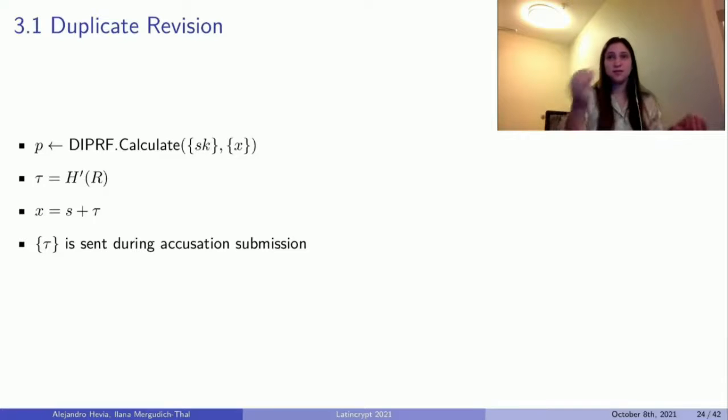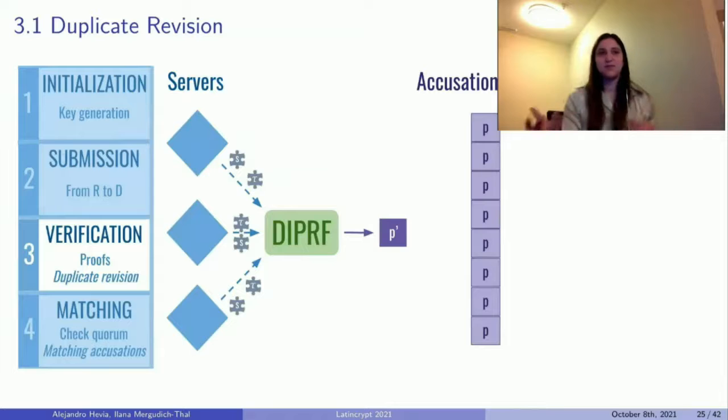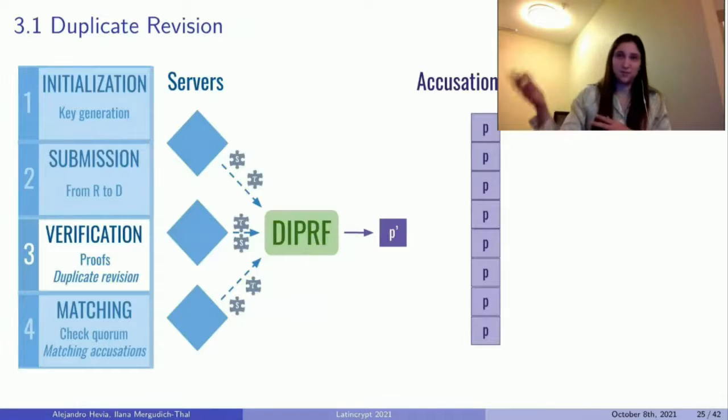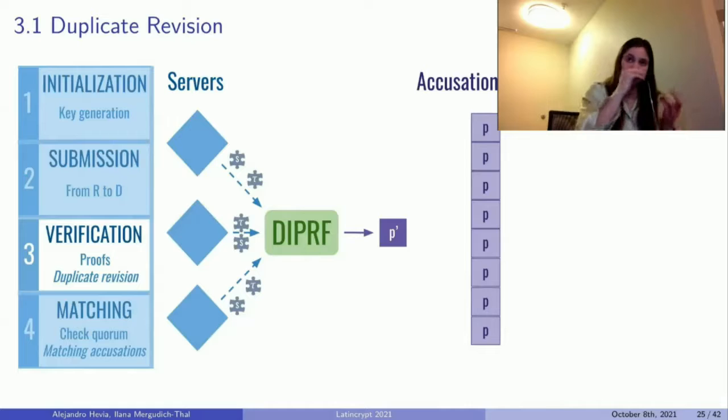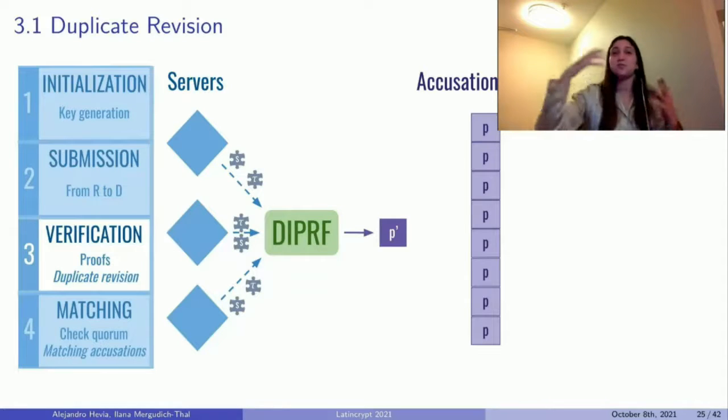So if another accusation were to have the same S and the same tau, then it would have the same P, and this could be seen by the servers. So now the servers, when they have to do the duplicate revision, instead of doing what they did before, will use their shares of S and their shares of tau, which will be sent during submission. Now, when the user submits an accusation, it also sends shares of tau. So the servers will have these shares. They will use them to calculate this distributed input PRF, and they will obtain a value that is public and that they all know and that reveals nothing about these identities.